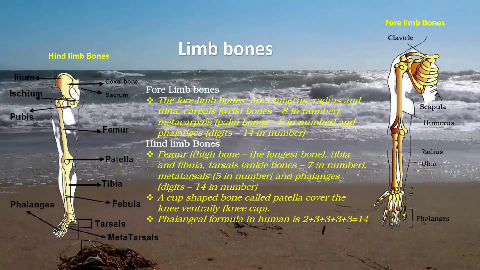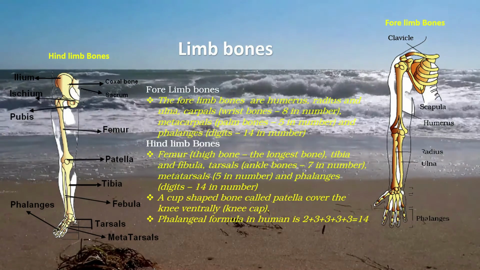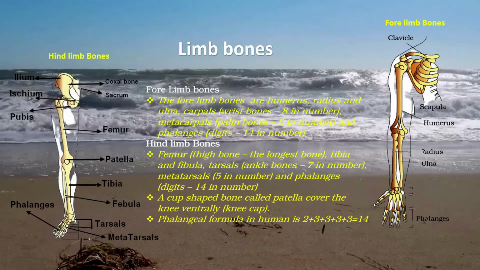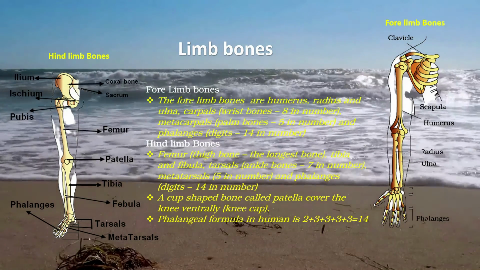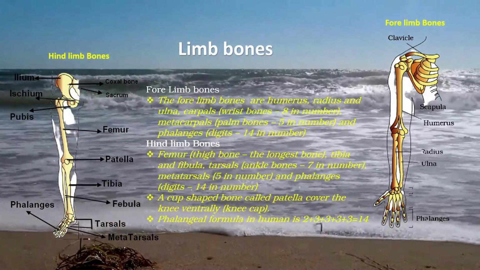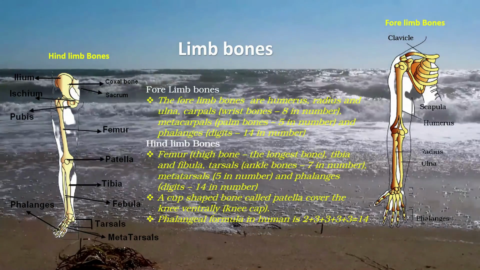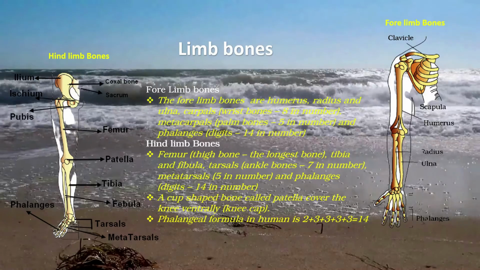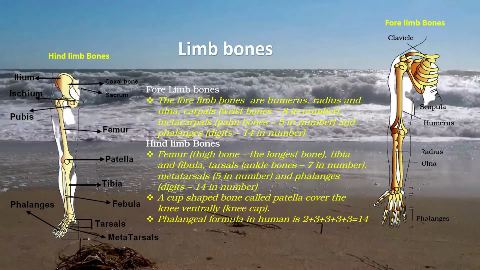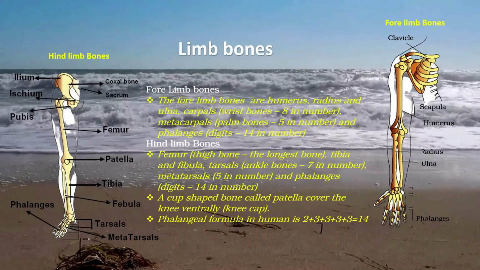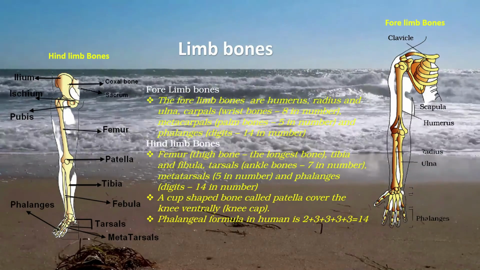2. Hind limb bones. Femur, the thigh bone, the longest bone, tibia and fibula, tarsals (ankle bones), 7 in number, metatarsals, 5 in number, and phalanges (digits), 14 in number. A cup-shaped bone called the patella covers the knee ventrally, the kneecap. The phalangeal formula in humans is 2 plus 3 plus 3 plus 3 plus 3 equals 14.